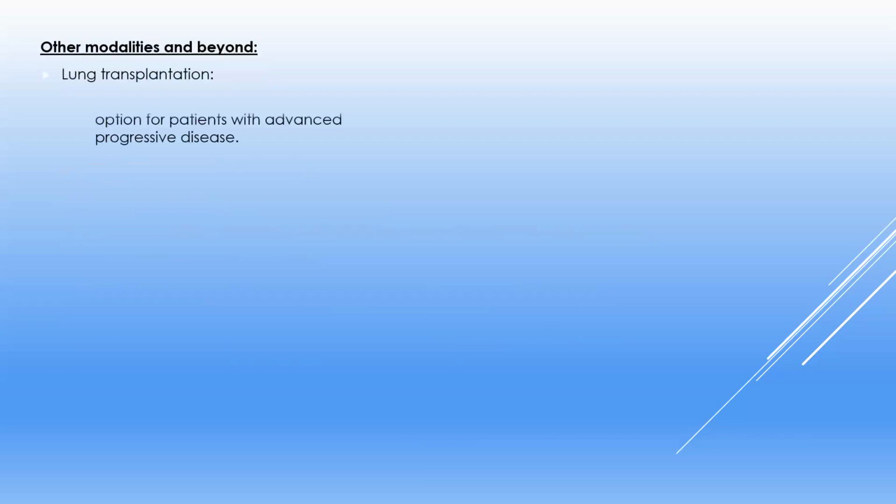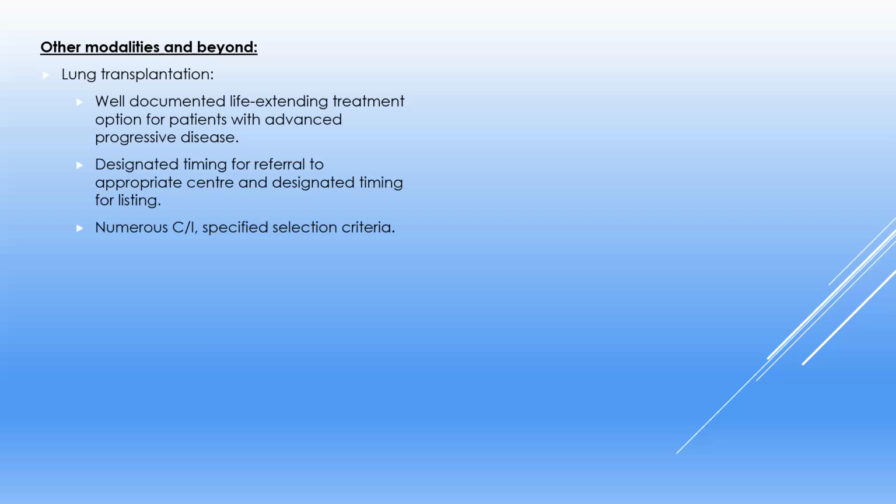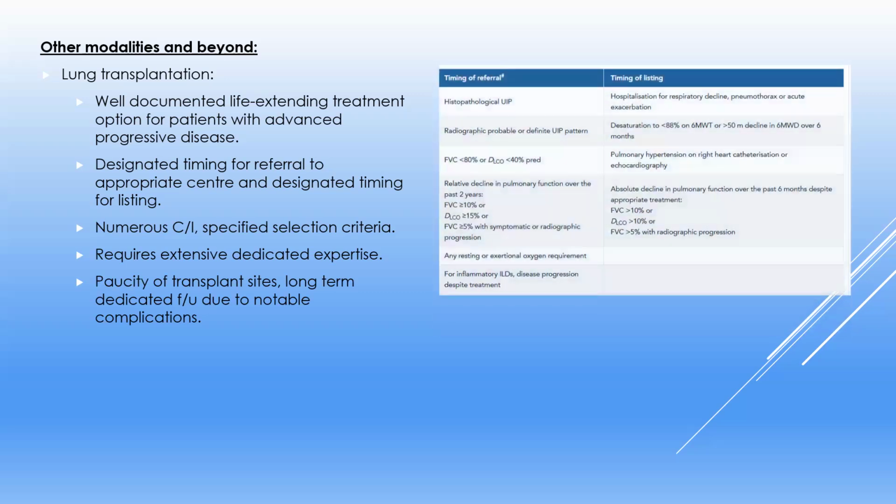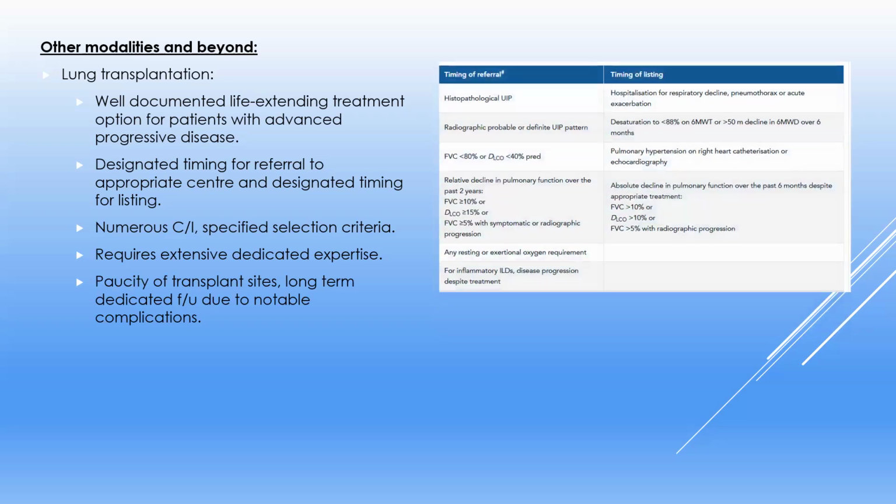So, other modalities and beyond. Now we're going on to the last few slides. Lung transplantation. It's a well-documented life-extending treatment for patients with advanced disease. In all transplantation, it's important to know when to refer and when to list. There are numerous contraindications for lung transplant, specified selection criteria, and it requires dedicated expertise at dedicated centers and dedicated follow-up due to the wide variety of complications which can be seen. Just important to know when to refer and when to list.